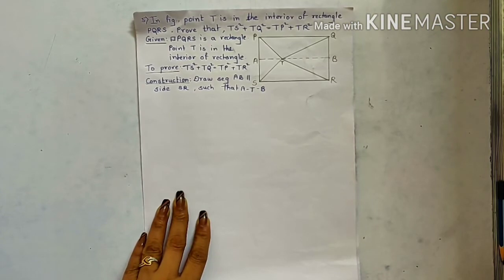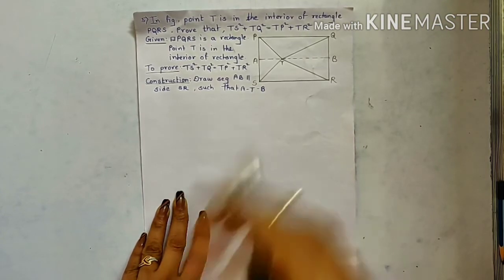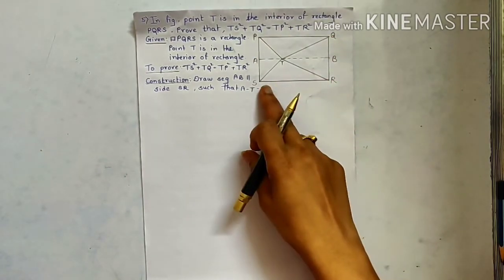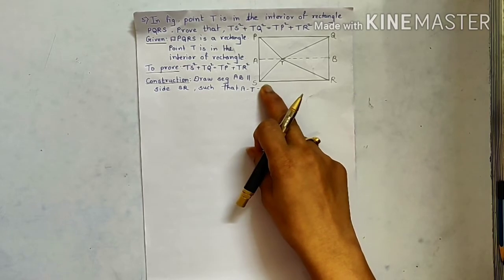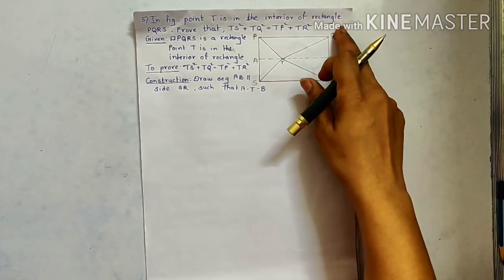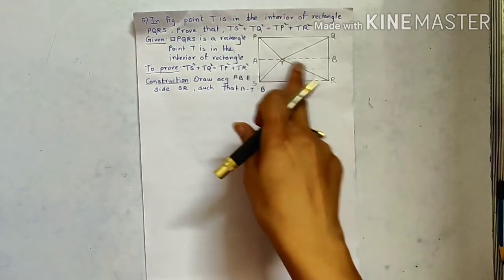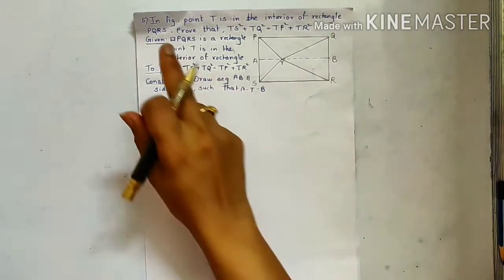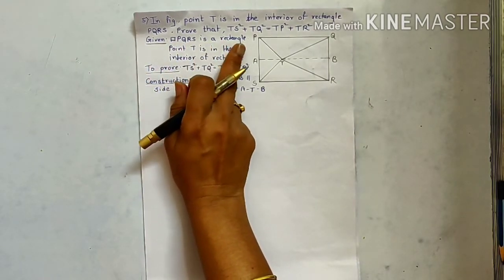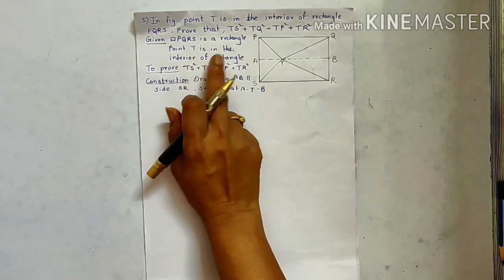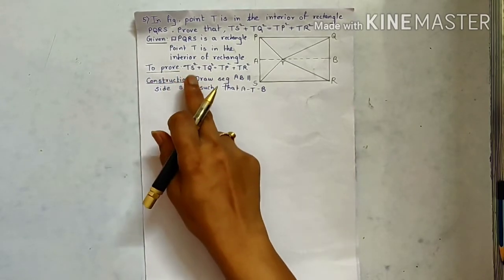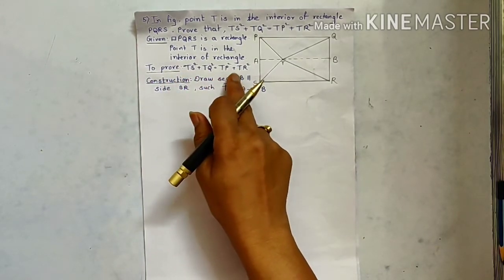Question number 5. In the figure, point T is in the interior of rectangle PQRS. Then we have to prove that TS square plus TQ square is equal to TP square plus TR square. Now first write down the given part. Quadrilateral PQRS is a rectangle. Point T is in the interior of the rectangle. Then to prove TS square plus TQ square is equal to TP square plus TR square.